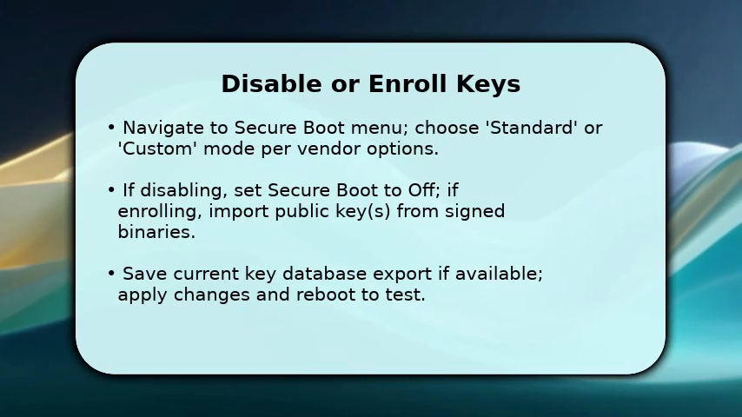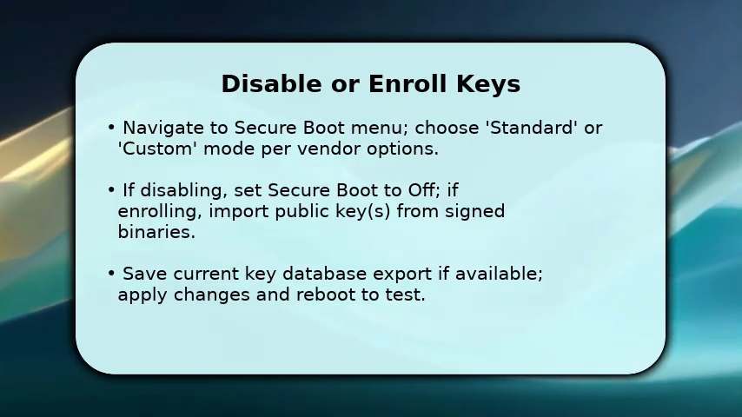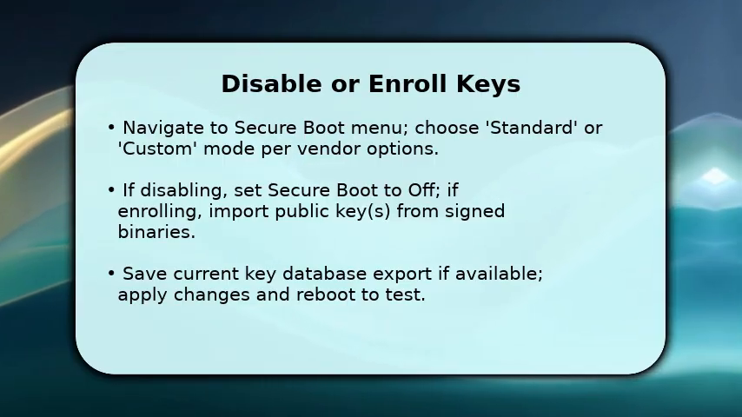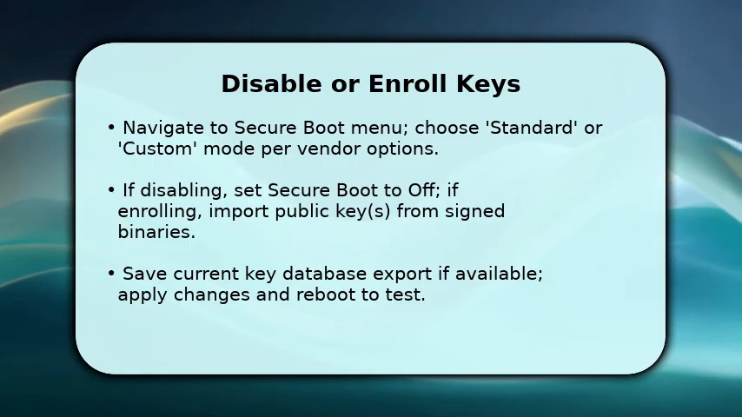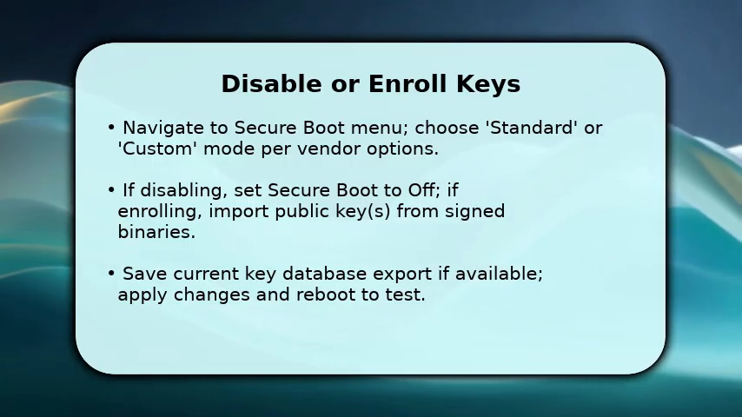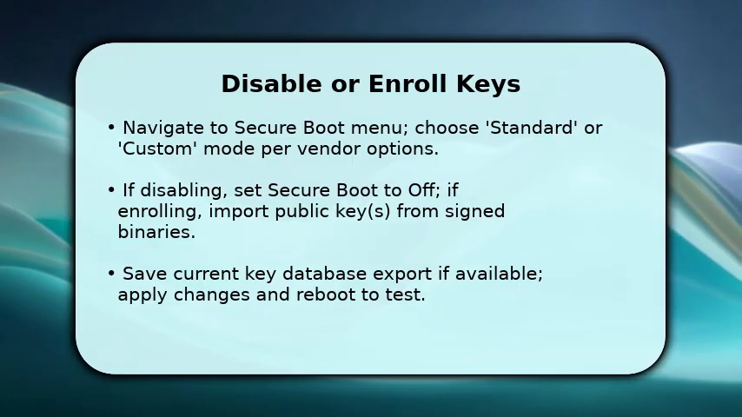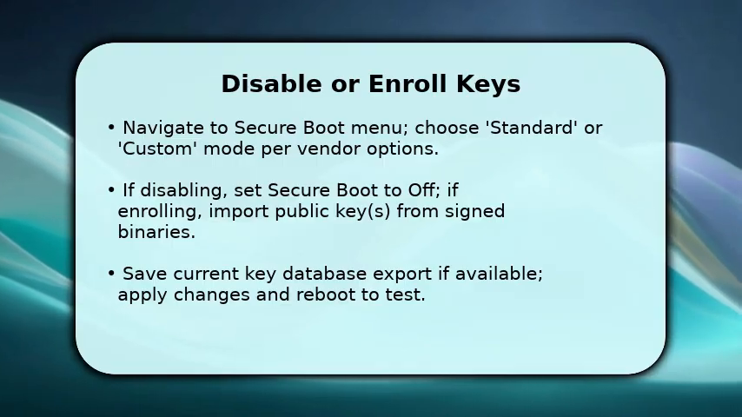Once in the firmware, locate the Secure Boot configuration section and select the appropriate mode, custom for key management or standard for vendor defaults. If your goal is to unlock, you may switch Secure Boot off. Alternatively, enroll specific keys by importing a provider public key. Also, make sure to export the existing key database if the firmware allows it so you can restore later.